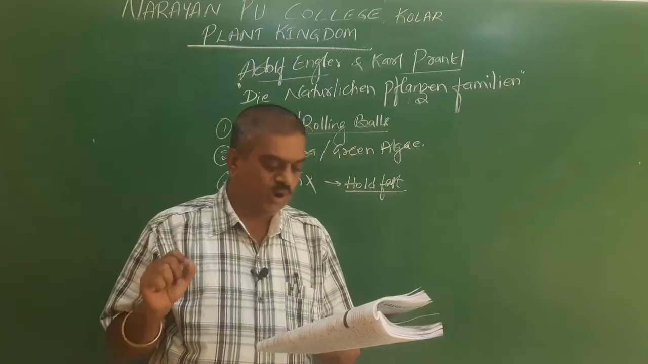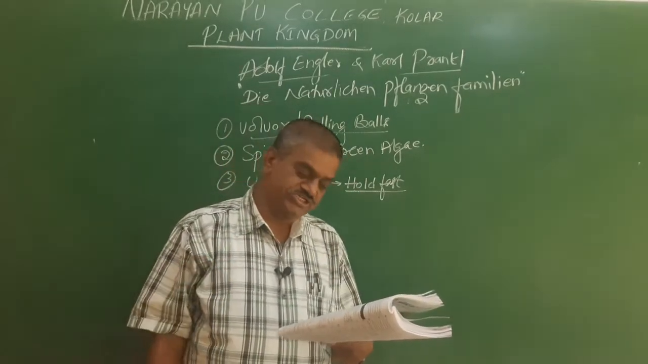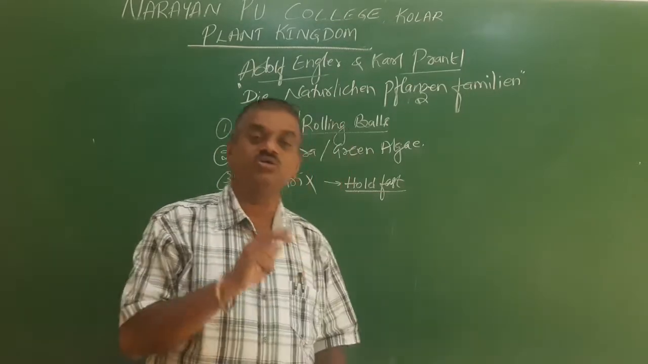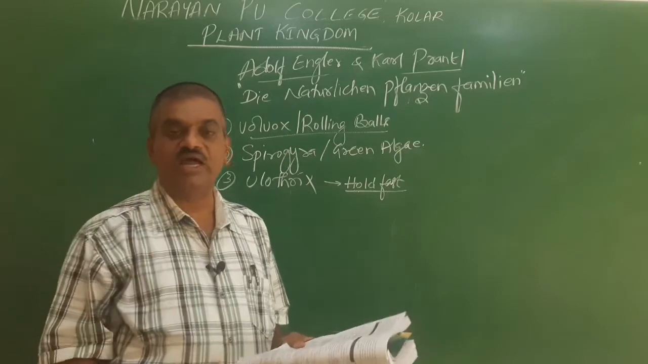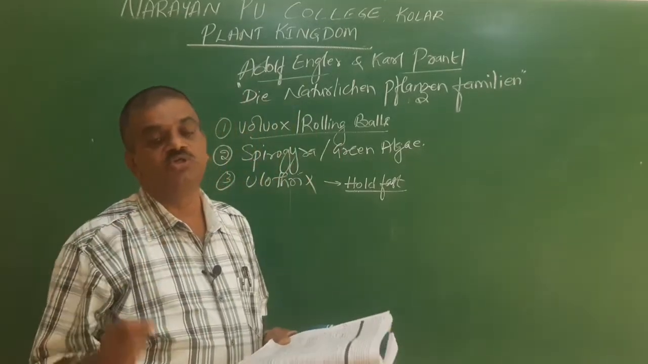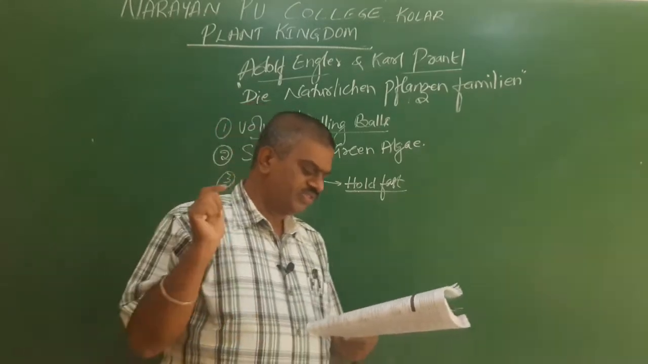Match column 1 and column 2. Choose the correct combinations from the options given below. So I am reading out the right matching, column 1 and column 2. In column 1 there are classes. In column 2 there is stored food. I am going to read out the right answers.